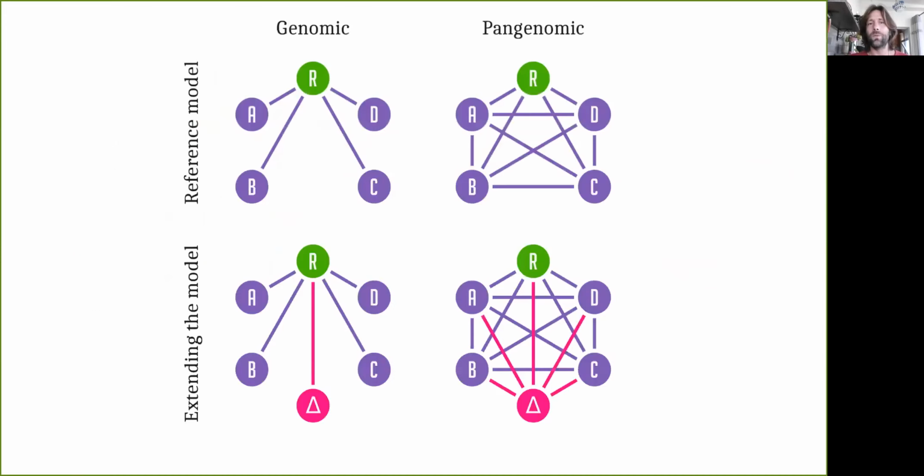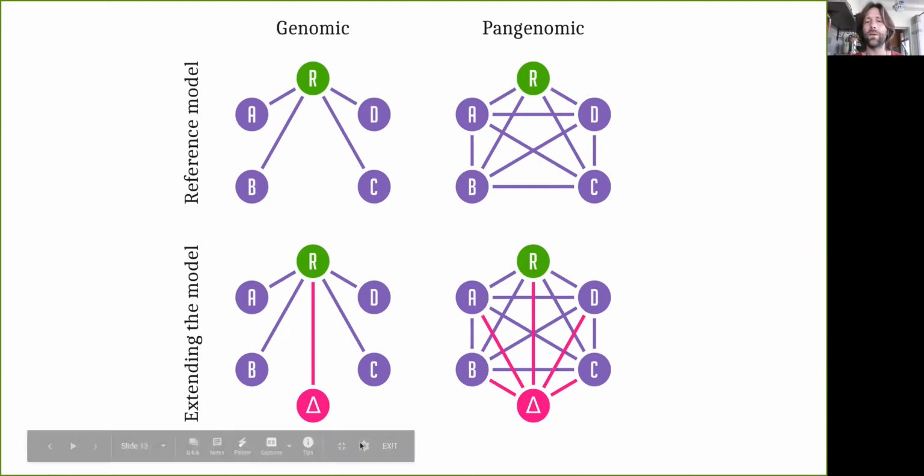And so that's important, because we're moving from a phase in which we have this kind of genomic approach where there is a reference genome. So I'm labeled here in R, green. I assume you can see my mouse. Usually we align all the samples to this one genome and we find a difference. And so extending the model is just aligning a new sequence in.